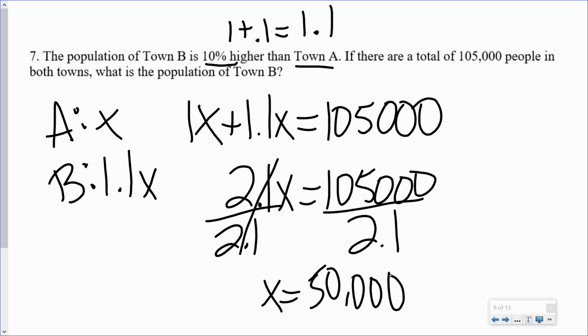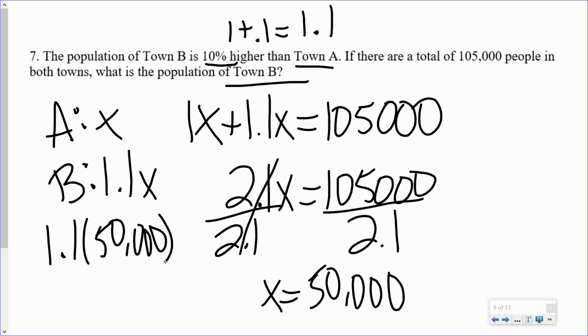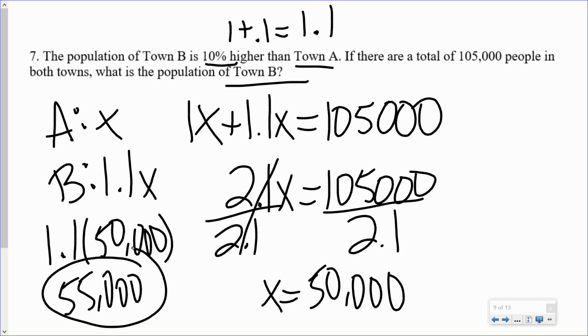It's asking for the population of town B. Well, town B is 1.1x, so it's 1.1 times 50,000, and I got 55,000. So again, when you're increasing or decreasing by a percent, you're adding or subtracting that to 1 after you make it into a decimal, and when you're dealing with percents, you're multiplying. That's how I came up with 1.1x for B.